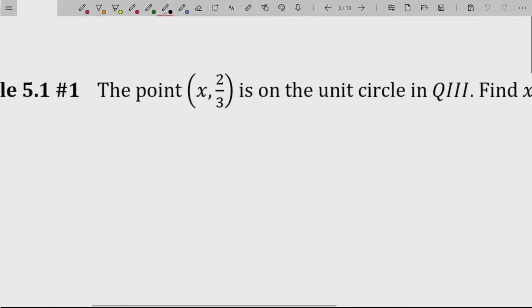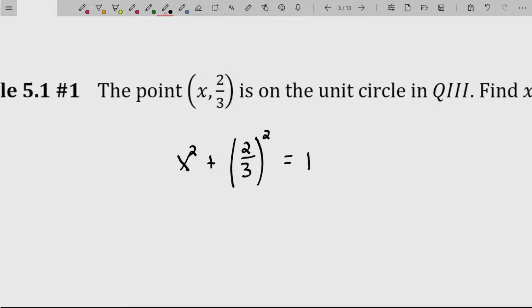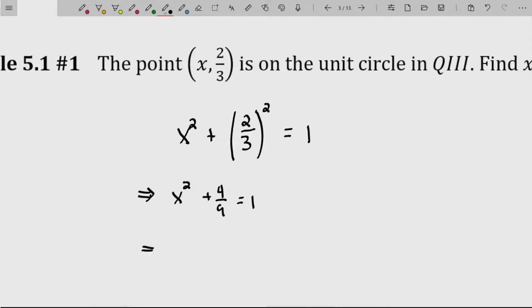So the unit circle has the equation x squared plus y squared equals 1. In this case, our y value is given to us to be 2/3. So you can see we can easily solve for x here. This implies x squared plus 4/9 is equal to 1, or in other words, x squared is equal to 5/9.